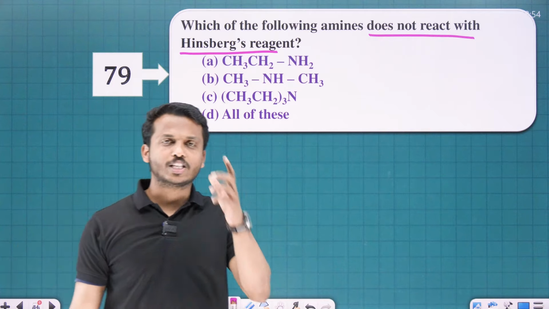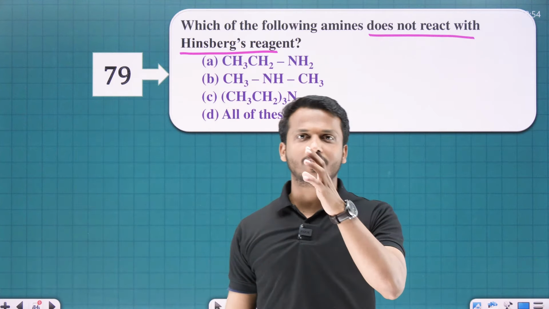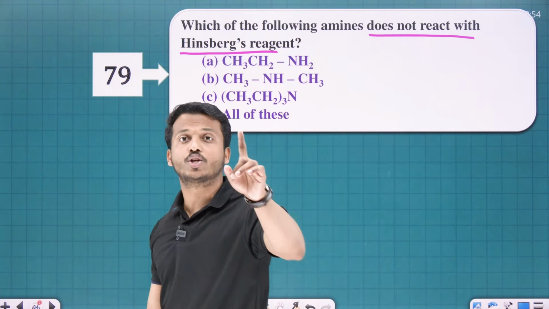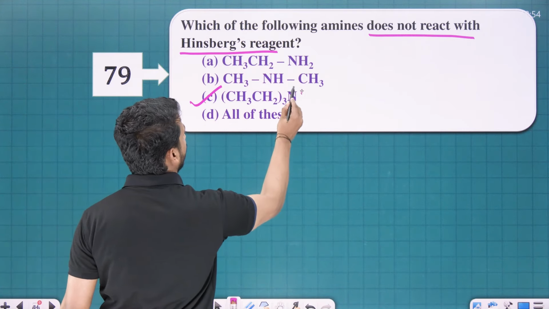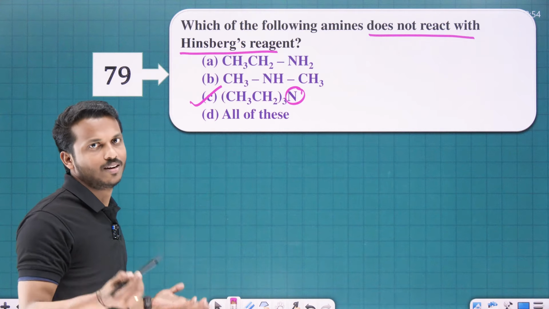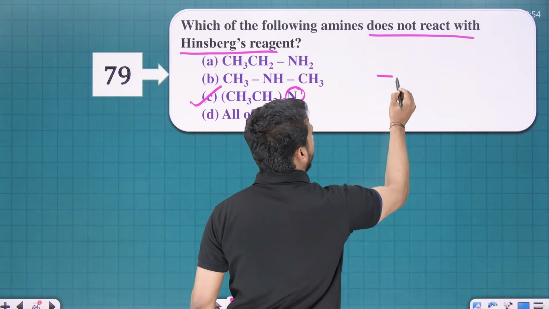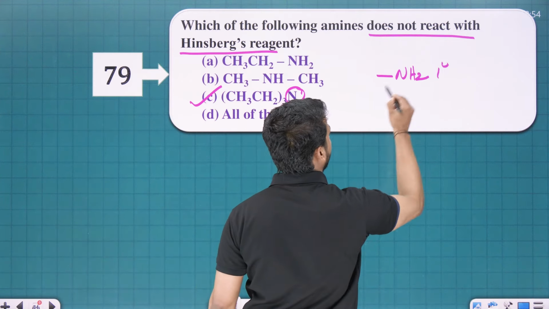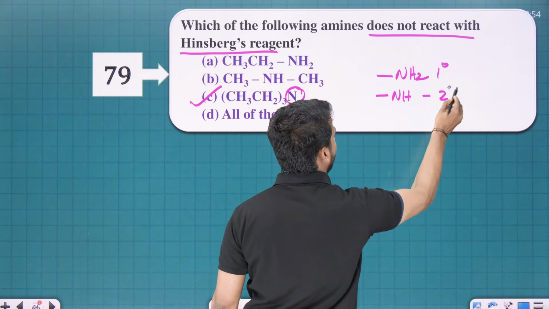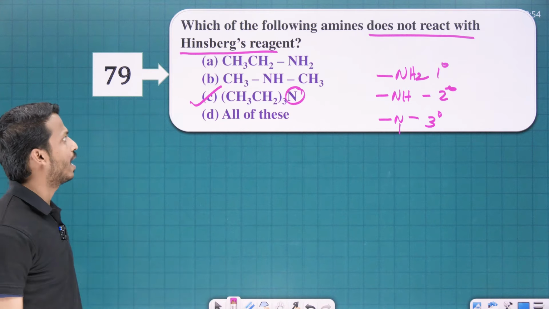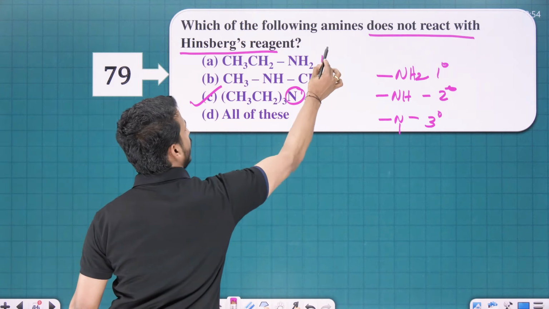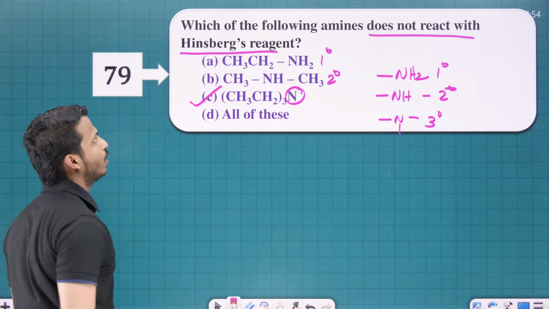Which of the following amines does not react with Hinsberg reagent? We know if you treat Hinsberg reagent with an amine and there is no reaction, it should be a tertiary amine. Which is a tertiary amine? Option C. Tertiary amine is easy to find. Dear all, once again, if NH2 is there, primary. NH alone, secondary. N alone, tertiary. That's it. So tertiary amines do not react with Hinsberg reagent. This is primary, this is secondary. Only tertiary does not react.